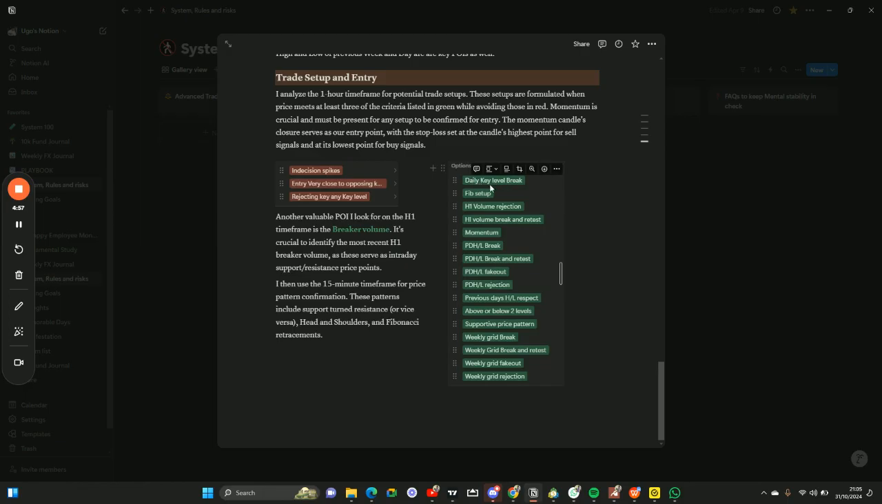So let's say if I see a setup, I check this and say, okay, there is a daily key level break. Okay, the daily key level just broke. I mark it out. There's the fifth setup, I mark it out, and then there is momentum, I mark the momentum out. So only these three now confirm that I'm going to buy.